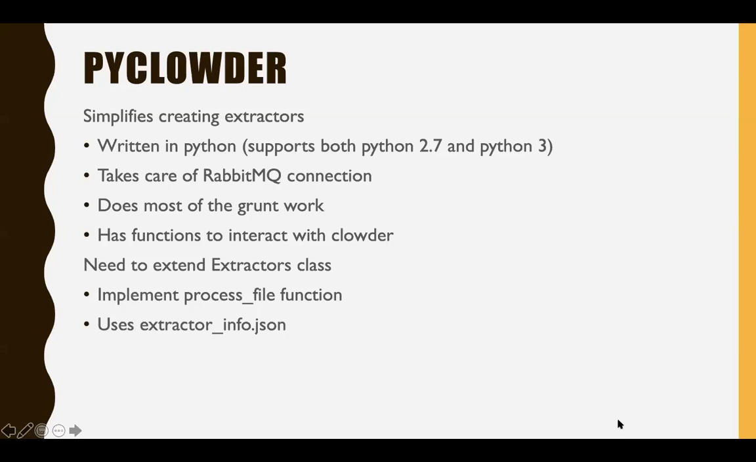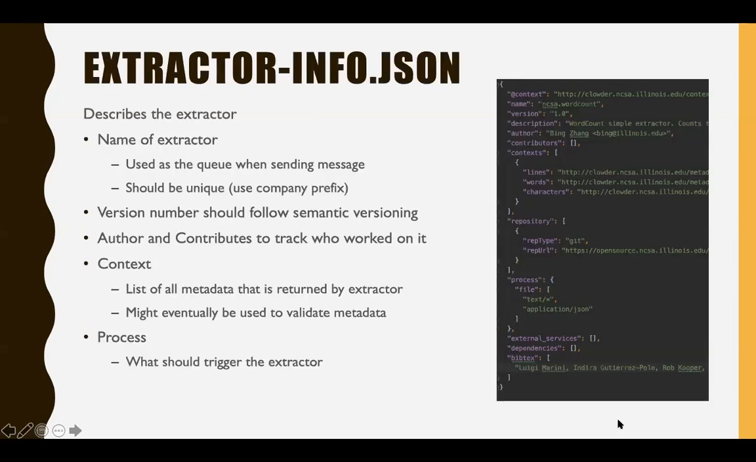The way to do this is you extend the extractor class that is defined in PyClowder. You implement this process file function inside the extractor class, and you give an extractor info JSON file. Now, this is the second time I talk about extractor info JSON, so let's go into a little bit more detail. On the right side, I'm not sure how clear that is to see, is an example of the extractor info. In the slides, when I upload them, I'll make sure that the background is not black and the colors are not pretty, so it's actually easier to read them.